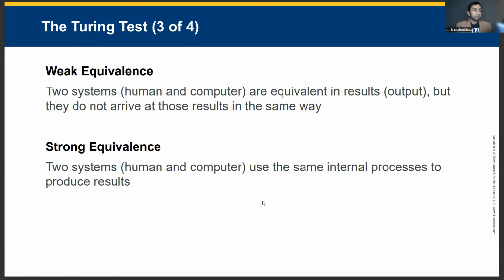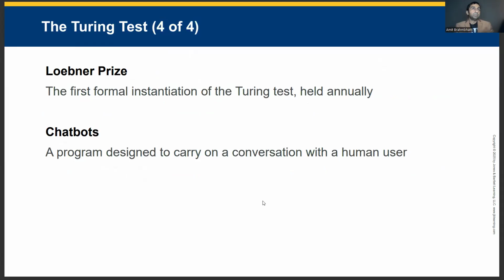Strong equivalence means the machine and human use similar internal reasoning. AI systems today typically aim for weak equivalence, matching results without mimicking human biological processes. Slide 11, the Turing Test, 4 of 4.